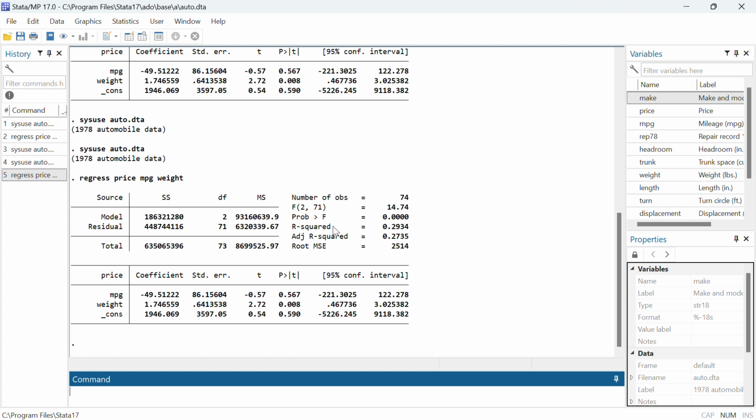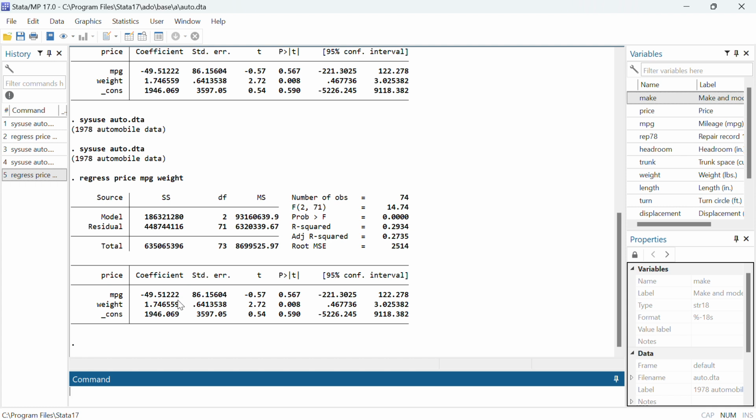The second thing is about R square. R square is 0.2934. This is the proportion of variance in the response variable that can be explained by the explanatory variables. In this example, 29.34% of the variation in price can be explained by MPG and weight.